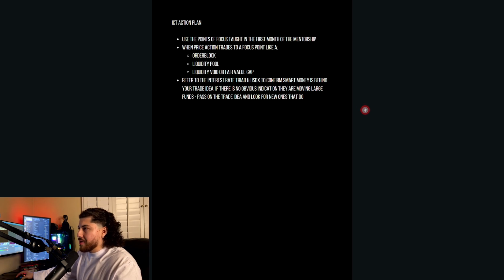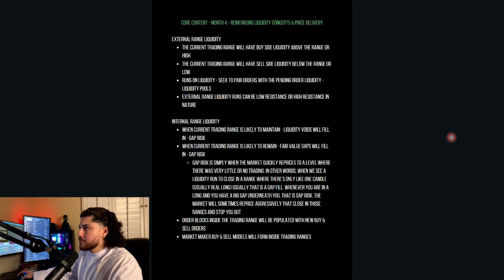So ultimately, when you have a focus point, such as an order block, liquidity pool, or even a fair value gap, and you are potentially looking to find an entry in these areas on whatever pair you are trading, go ahead and use the interest rate triad and the USDX to confirm that smart money is in this area and also coincides with your overall trading idea. Ultimately, if you don't see that divergence or signs that price is going to go in your favor, then obviously do not trade it and look for new ones that do.